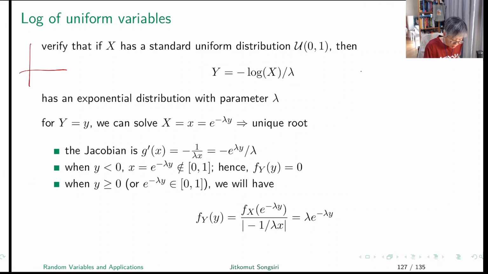The function log x is this way, so negative log x is gonna look like this way, right? So this is the interval of x, this is y. So whenever x is between 0 and 1, your y takes a positive value.